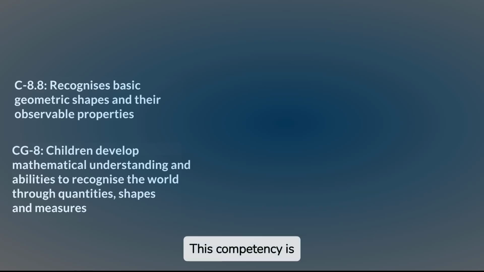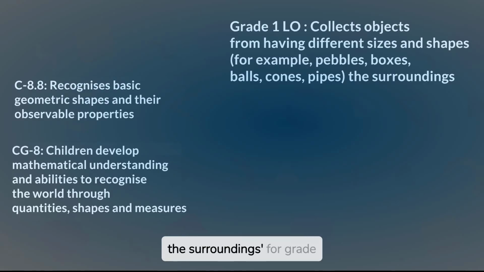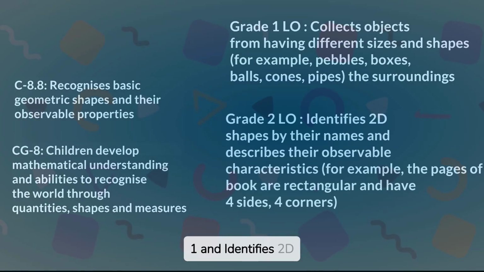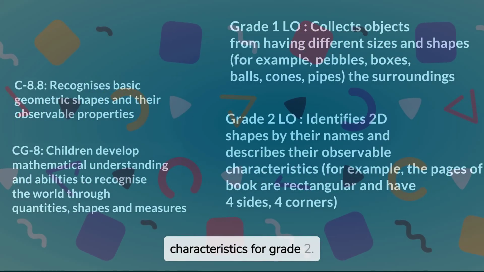This competency is further broken down into learning outcomes, such as collects objects of different sizes and shapes from the surroundings for Grade 1 and identifies 2D shapes by their names and describes their characteristics for Grade 2.